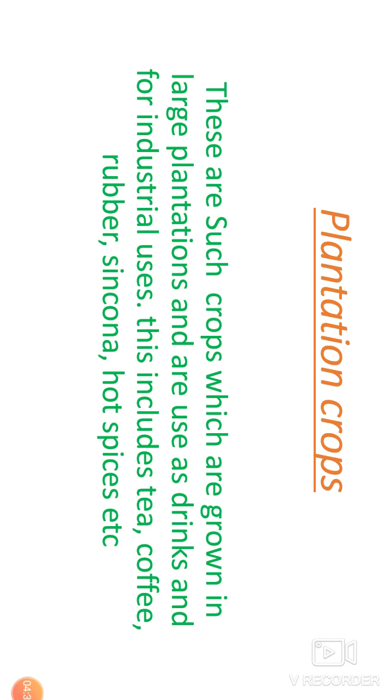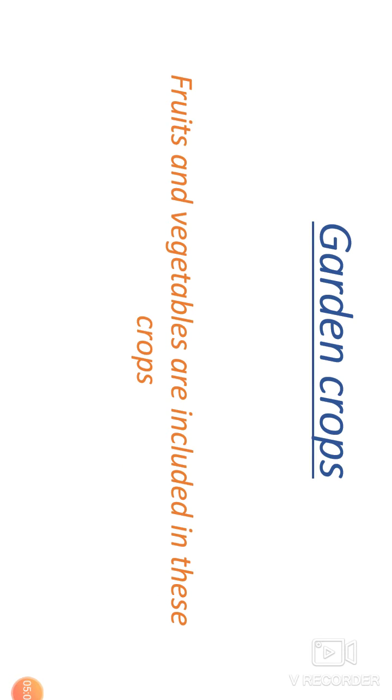Then if we talk about plantation crops, these are crops which are grown on large plantations and are used as drinks and for industrial use. So these are some uses of these plantation crops, and these include tea, coffee, rubber, cinchona, and hot spices. So these are plantation crops. Now garden crops. Fruits and vegetables are included in garden crops.